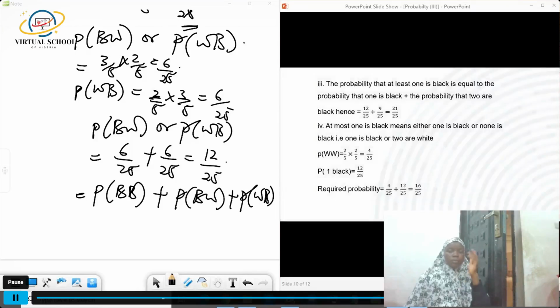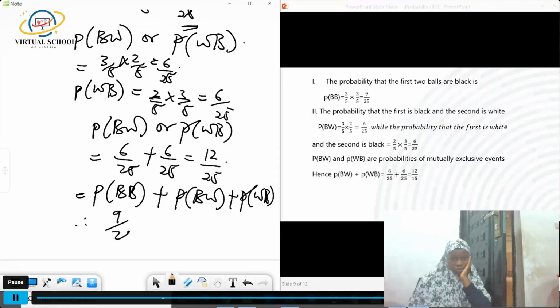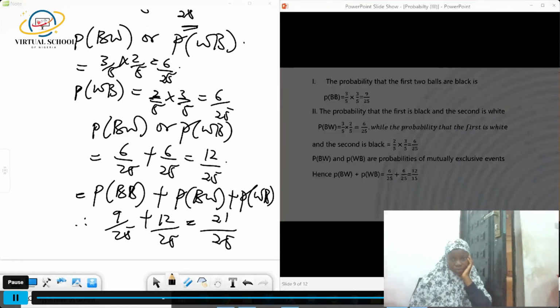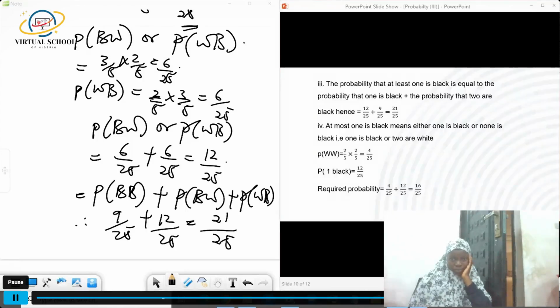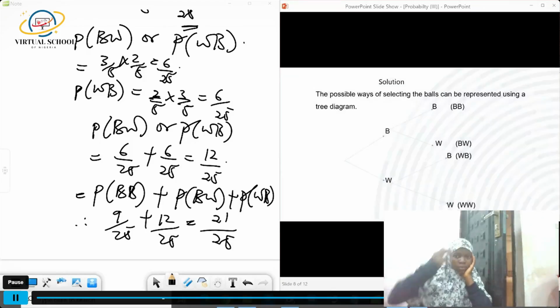So the probability of picking at least one black will give us what? 9/25 plus 12 over 25. Now, this one has covered the probability of picking either a black and a white, which is equal to 9 plus 12, which is 21 over 25. 21 over 25.